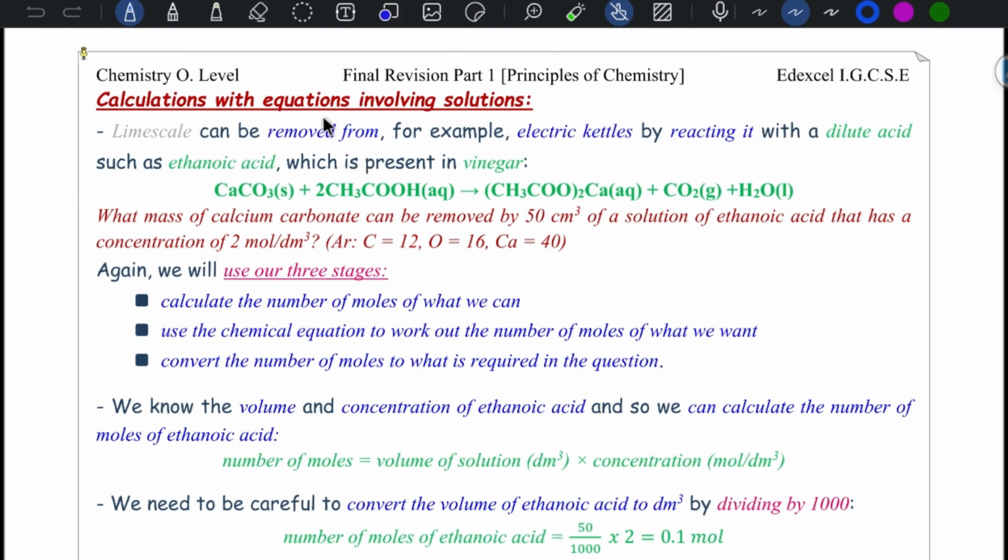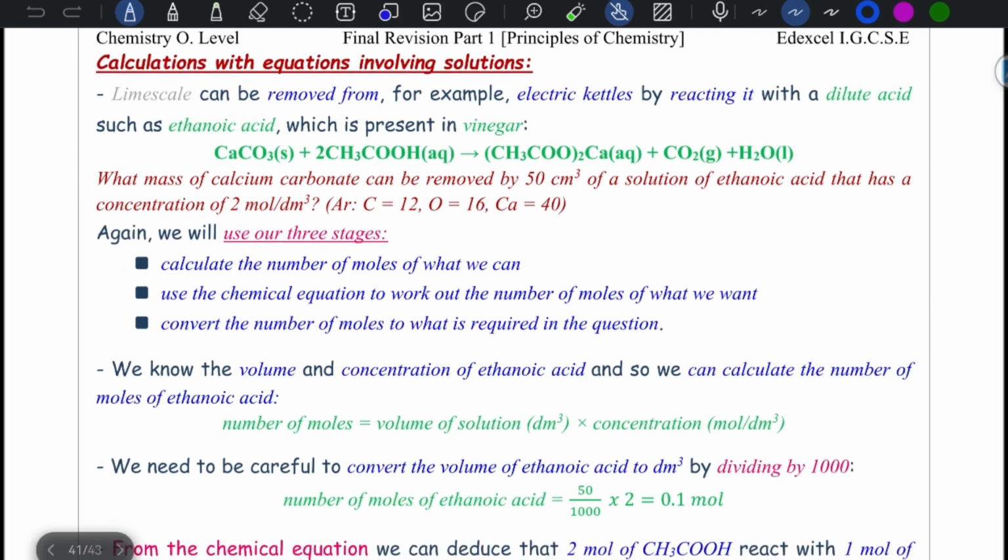Calculations with equations involving solutions. Now we come to limescale. Limescale can be removed from an electric kettle by reacting it with dilute acid, let's say ethanoic acid, which is called vinegar.